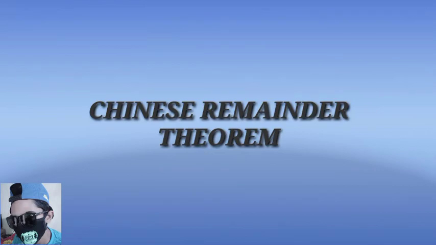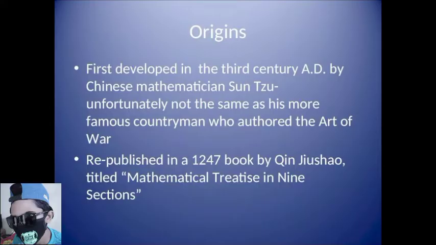So, the Chinese remainder theorem. The origin of the Chinese remainder theorem was first developed in the 3rd century AD by the Chinese mathematician Sun Zi. Unfortunately, not the same as his more famous countryman who authored The Art of War. It was republished in 1247 in a book by Qin Jiushao titled Mathematical Treatise in Nine Sections.